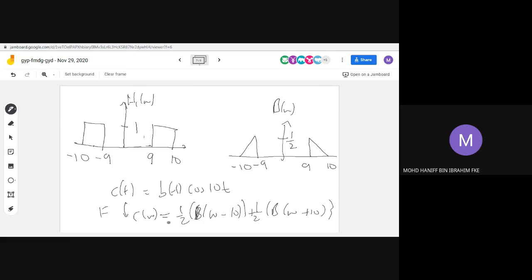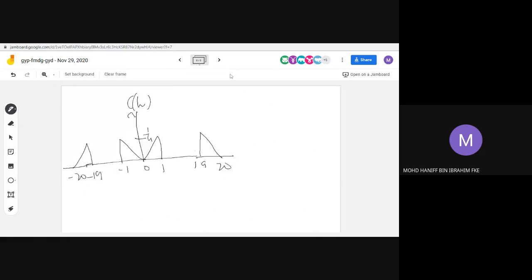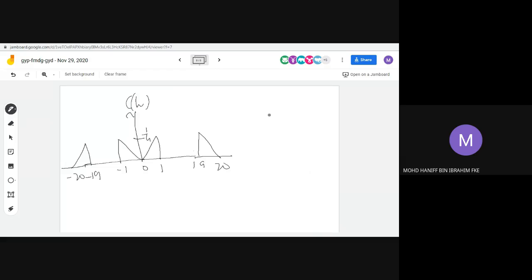And if you can recall regarding this H omega signal, it looks like this. H2 omega is located between -1 and +1, with an amplitude of 1. So when we multiply C omega and H2 omega, we are going to retain only this portion.